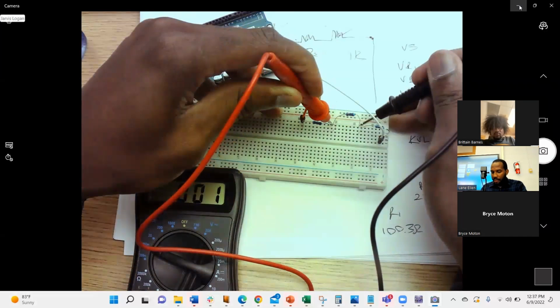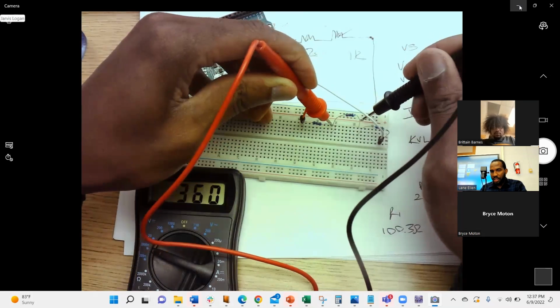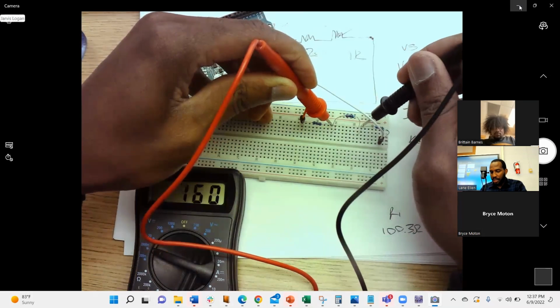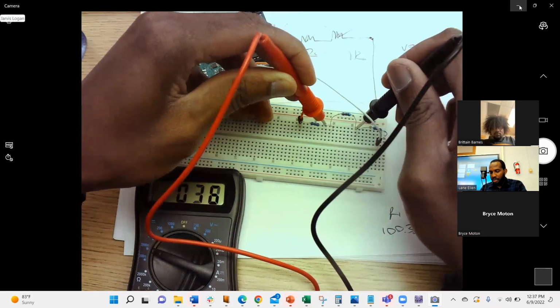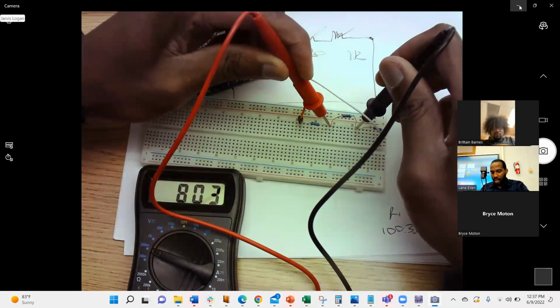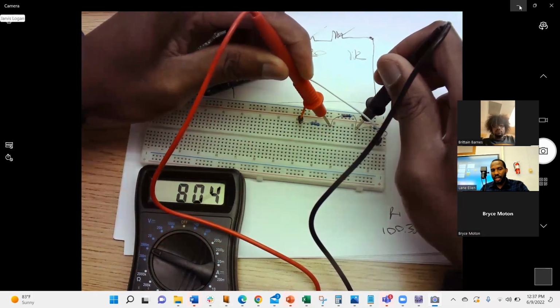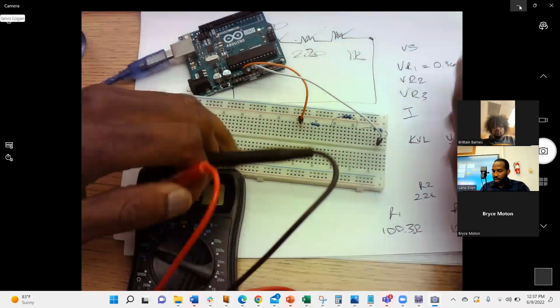In this case, I'm putting the pins in the same hole with the resistor. If you look at the leg here, I'm going to put the pin in the same hole so we can make contact with it. The meter is showing me 803 millivolts, which is the same as 0.803 volts. Actually, 0.804 volts.